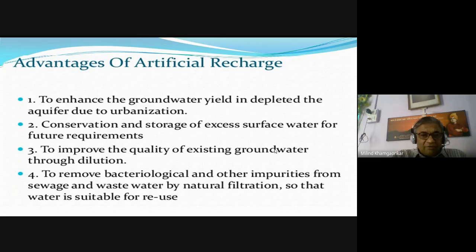To improve the quality of existing groundwater through dilution. Suppose the existing groundwater has some salts, fluorides, chlorides, or some other material which is dangerous for human health, that can be improved by percolating the fresh rainwater. To remove the bacteriological and other impurities from the sewage and wastewater by natural filtration so that the water is suitable for reuse.